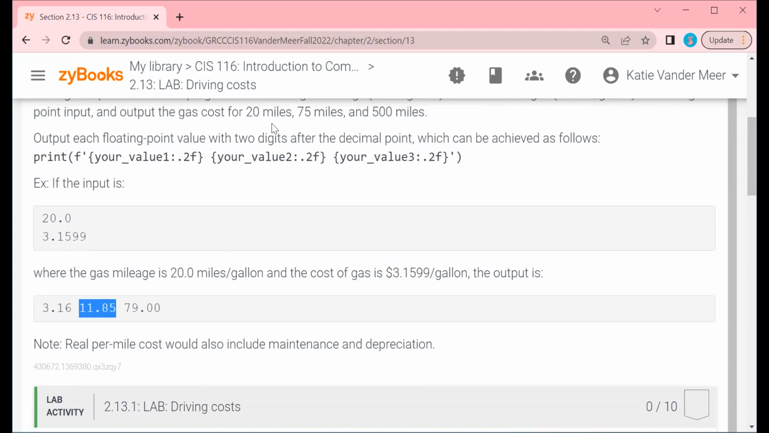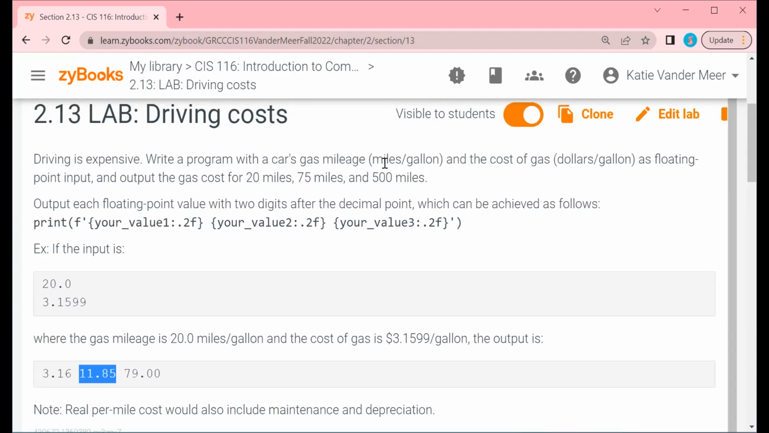So these are going to be hard coded: 20, 75, 500. Those are going to be hard coded as part of the formulas because those aren't mentioned at all in my inputs. My inputs are what changes, and that's going to be miles per gallon and the cost per gallon of gas.